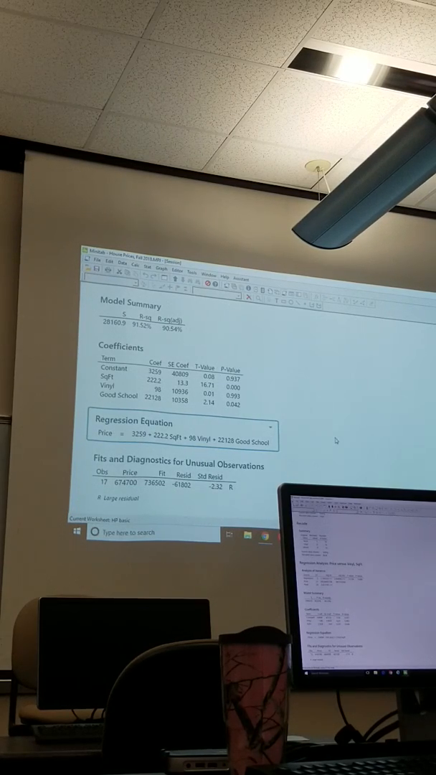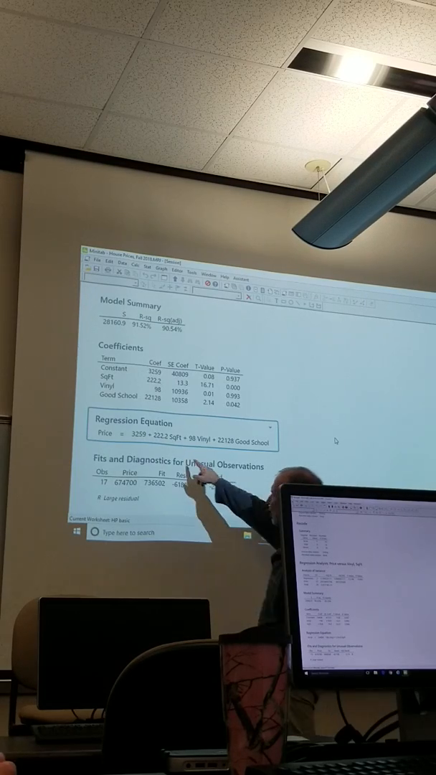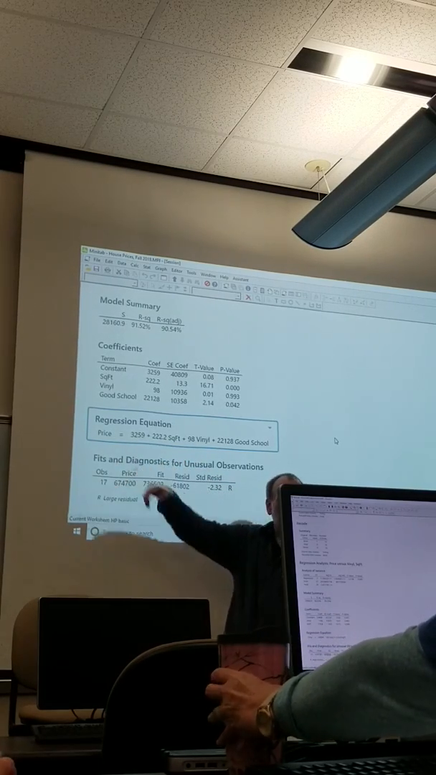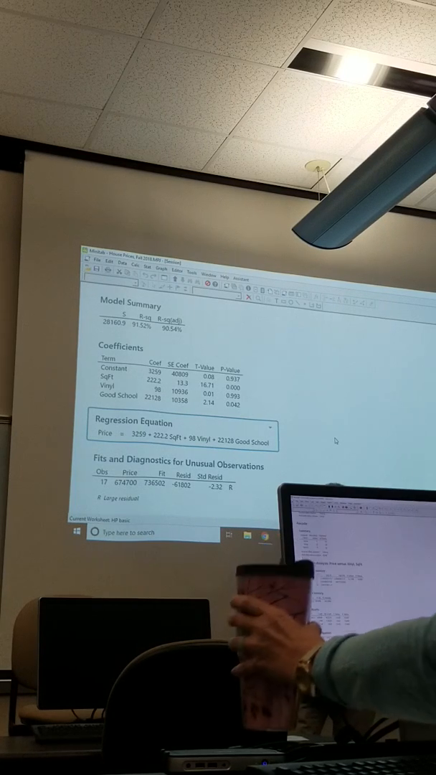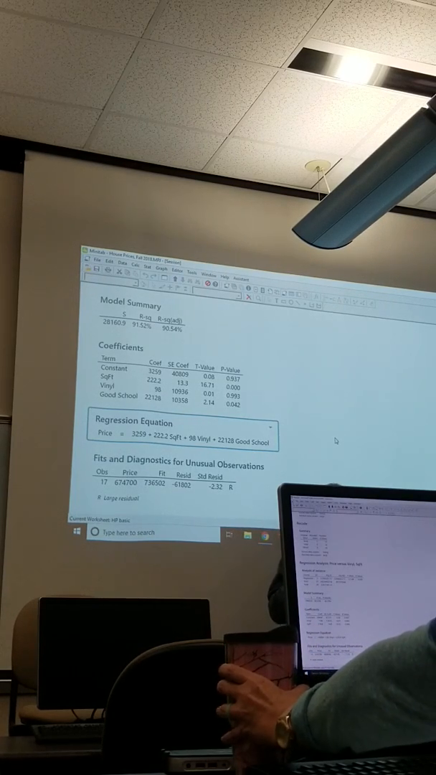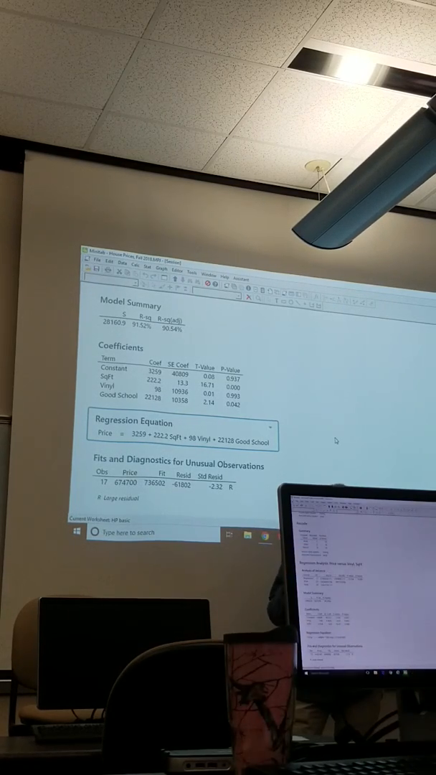We've got square footage still. We also have vinyl, and we have good school. Now notice what happened to the coefficient on square footage. Do y'all remember what it was in that last regression? It was like 218. It's now 222. That's a good sign. If the regression coefficient stays about the same, that's good. You don't want it to change hugely when you put in a new variable.